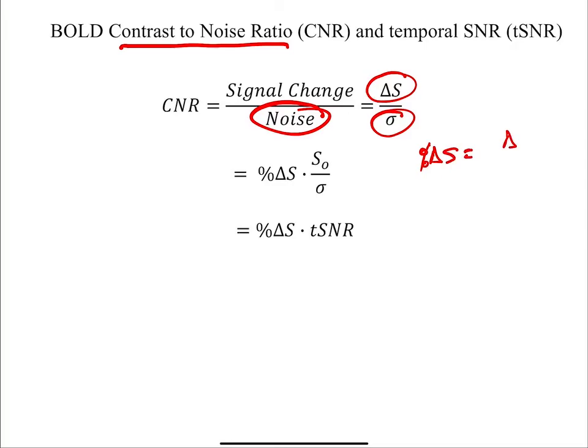So now you have this delta S can be expressed as, so delta percent change is just equal to delta S over your baseline signal. Okay? So you can rewrite this delta S as percent change times S naught. And so you can rewrite it like this.